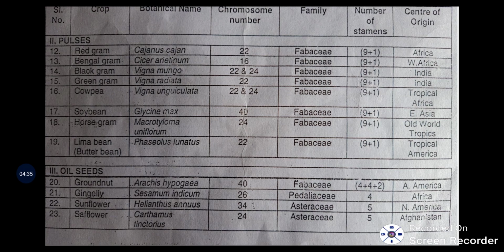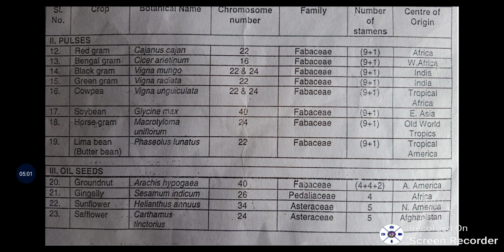Next is Bengal gram, Cicer arietinum or Cicer reticulatum. This has chromosome number 16, which originated in Western Africa. Next we talk about black gram and green gram, just concentrate here. These two originated in India. That is most important. The chromosome number of black gram and green gram is 22.